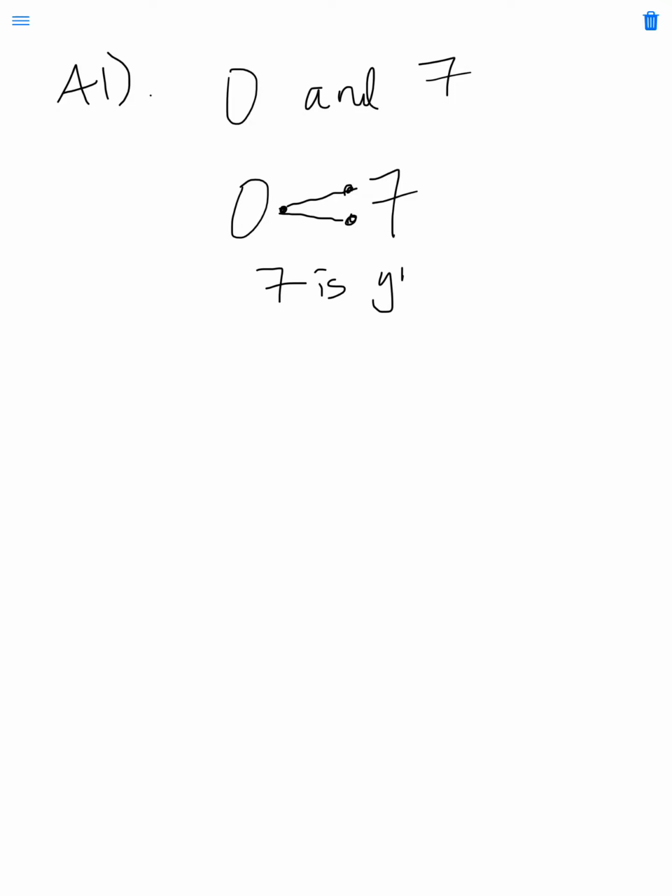So for A1, we said which number is greater, 0 and 7. Obviously, you're going to write them together. You put the two dots next to the bigger number, one next to the small number, and just connect them. So you say 7 is greater.